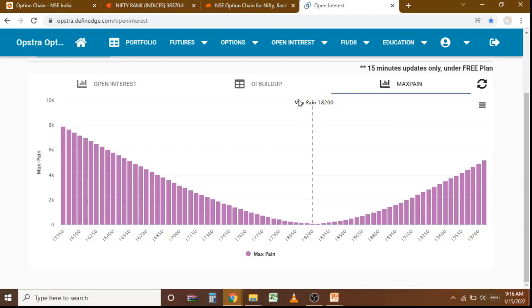But I will tell you that this is how you look at it, and this is nothing but one value at which the market is more likely to expire. The level at which buyers will have maximum pain when it expires at that level. Again, for option sellers, this could be one of those data points through which they can do better analysis.